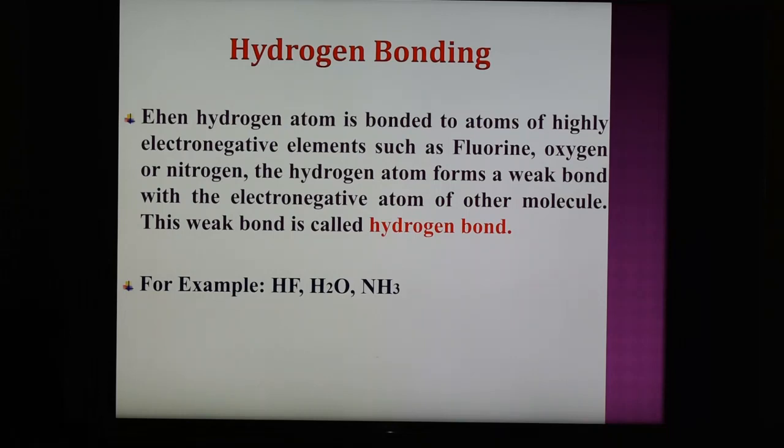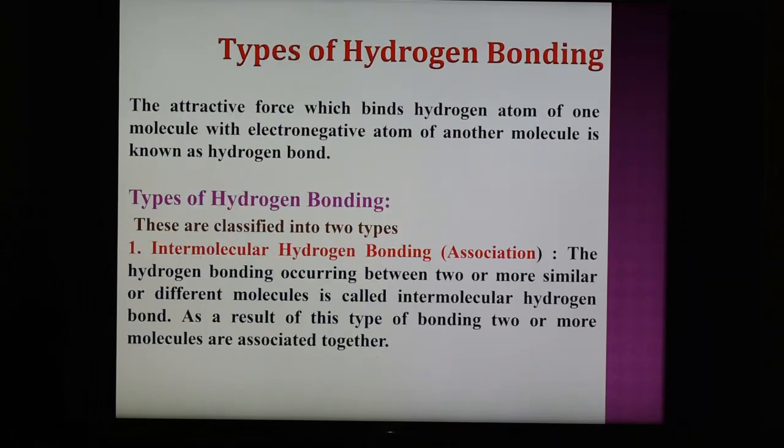As a result of hydrogen bonding, HF exists as a cluster of hydrogen fluoride molecules, and therefore this hydrogen bond can also be defined as the attractive force which binds the hydrogen atom of one molecule with the electronegative atom of another molecule. Again repeating the definition: the attractive force which binds a hydrogen atom of one molecule with an electronegative atom like fluorine, oxygen, or nitrogen of another molecule is known as hydrogen bond. Hydrogen bond is much weaker as compared to covalent bond.